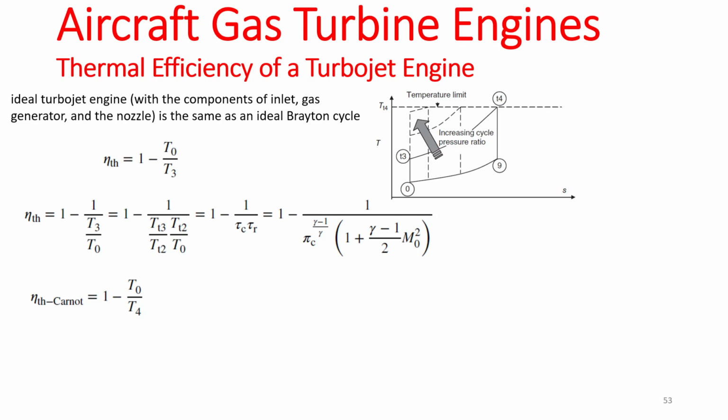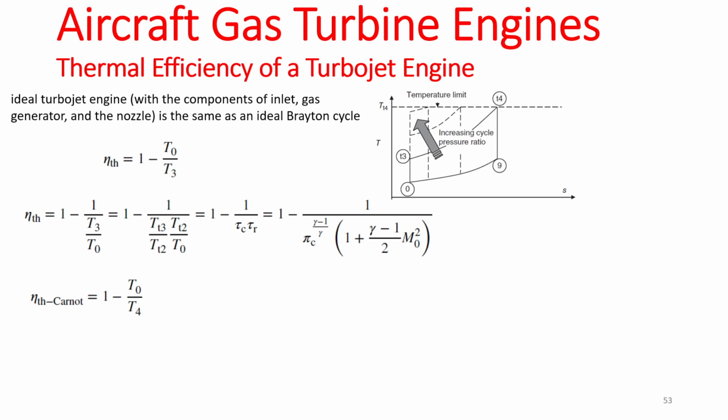Okay, so what does it mean for our TS diagram? So 0 to 3 is essentially your ambient to the compressor, then 3 to 4 is your burner, right? Then 4 to 9 essentially combines your turbine and the exhaust nozzle, right?